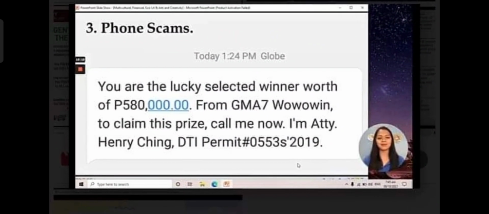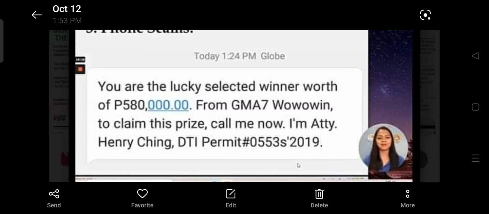Phone scams. Okay, this is very common to everybody. "You are the lucky selected winner worth 580,000 from J7. Wow, we took on this prize. Call me now, Attorney Henry Cheng, DTI permit number 0553S 2019." This is very common for us because even I experienced this one.